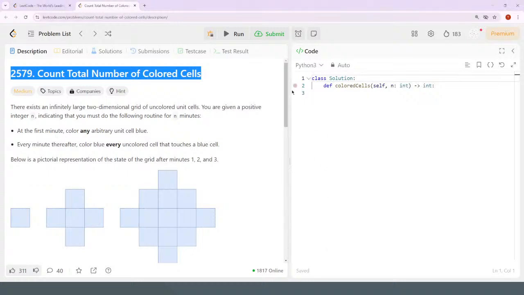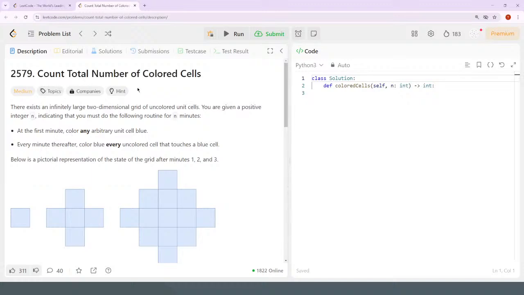Alright, let's do this. Count the total number of cells that are colored. There's an infinitely large two-dimensional grid of uncolored unit cells. You're given a positive integer n, indicating that you must do the following routine for n minutes. At the first minute, color any arbitrary unit cell blue. Every minute thereafter, color blue every uncolored cell that touches a blue cell.